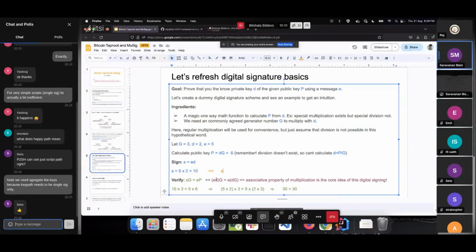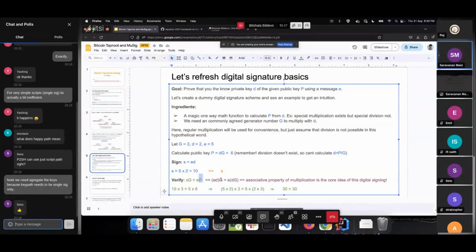Now, how can the verifier verify it? That's also very simple. Since everybody knows the G, the verifier can simply take the S and multiply it with the G. What does it mean? Since we already know S is nothing but ED, we are just going to expand it here. S is nothing but ED, so we have the ED here. Then the G is multiplied here. On the other side of the equation, since E is also public information, the verifier knows this message. In the case of the Bitcoin world, it's going to be the transaction message, the transaction hash of the transaction. So here E is on the other side, and it is just multiplied with the P, which is also public information for the verifier.